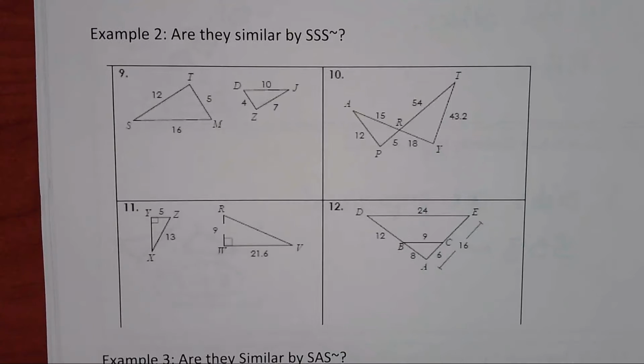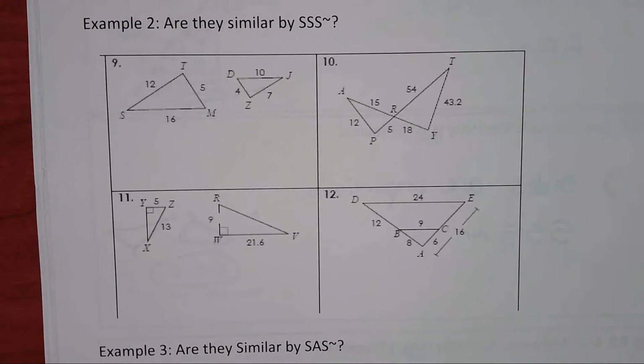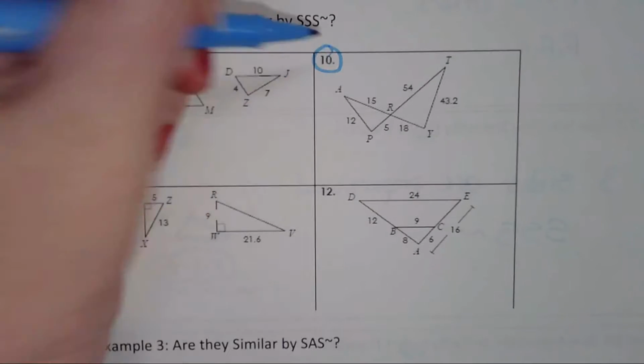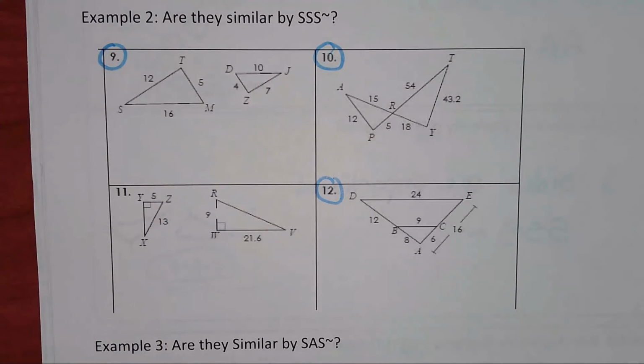For the next chunk, we are going to look at side, side, side, and we're going to look at 9, 10, and we'll look at 12 as well. So in order for side, side, side to work, and this is the one where you're going to need a calculator, you have to show that all 3 sides that match up together are proportional, meaning that they reduce down to the same thing. So you're going to need to match up your sides, which we've done already. You guys have been doing really well with that.